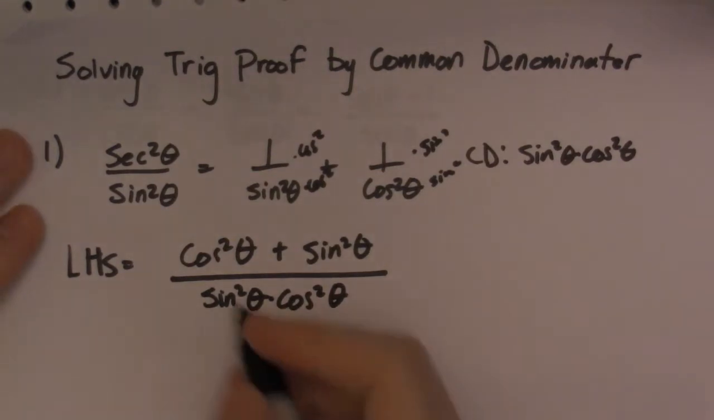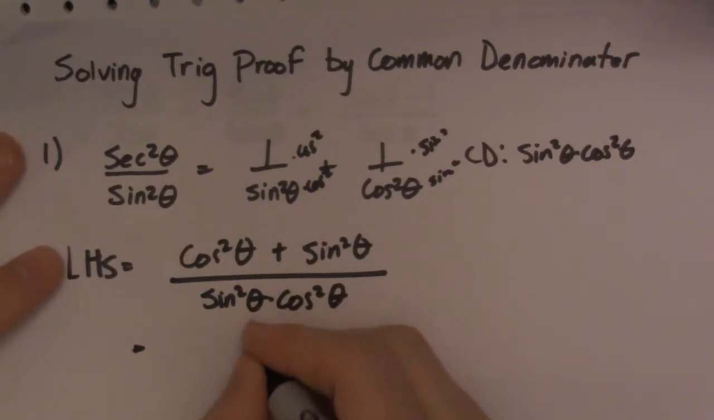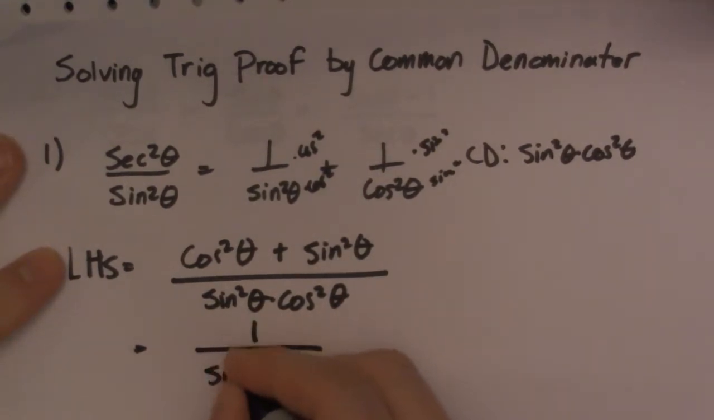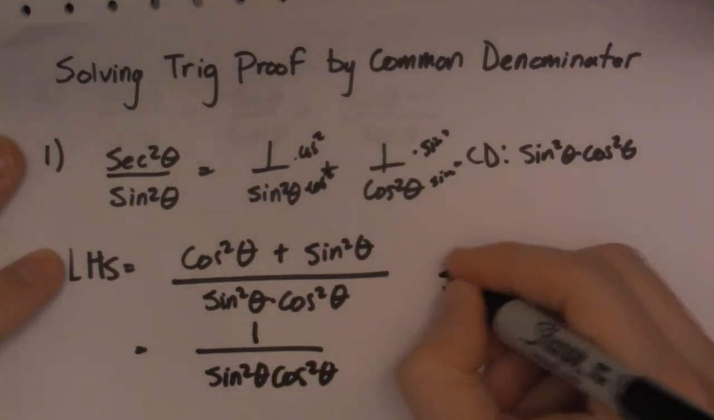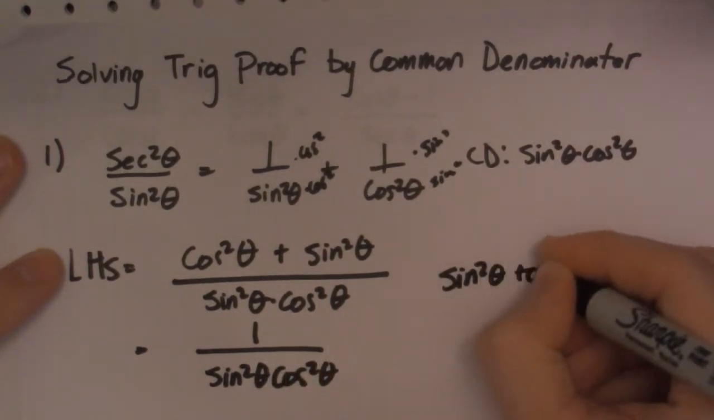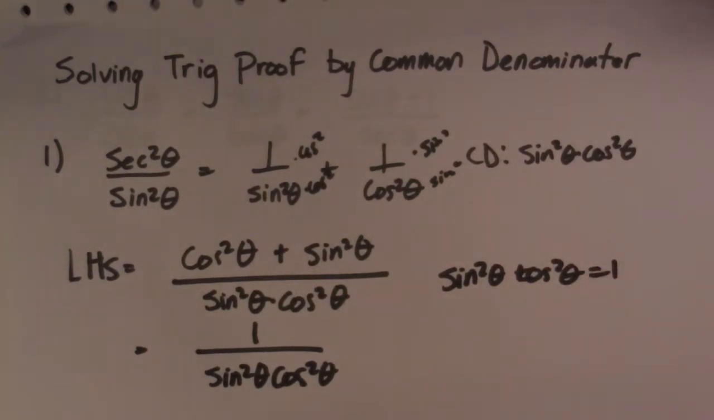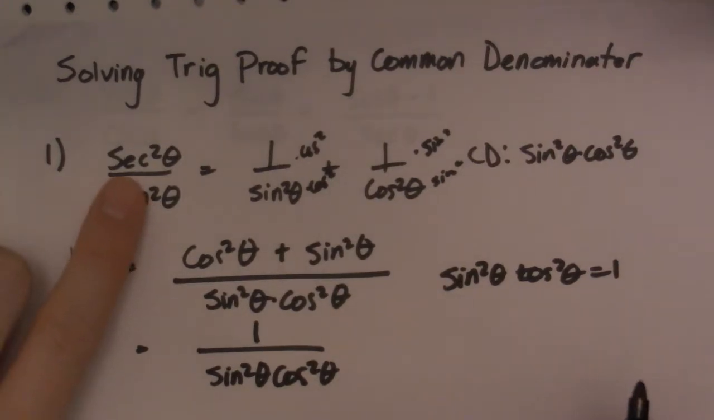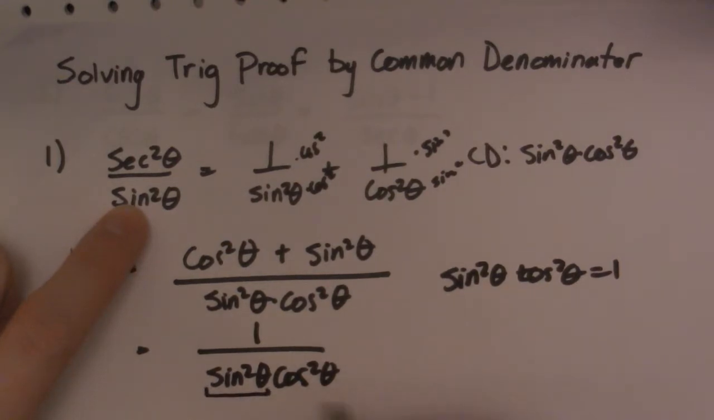You can see that what I have on top is actually a Pythagorean identity. So it's 1 over sine squared theta cos squared theta. Remember, sine squared theta plus cos squared theta is equal to 1. That's a Pythagorean identity. Now the next step is to peek over here and see what we need. We need a secant squared over a sine. So I've already got my sine, that's going to stay where it is.